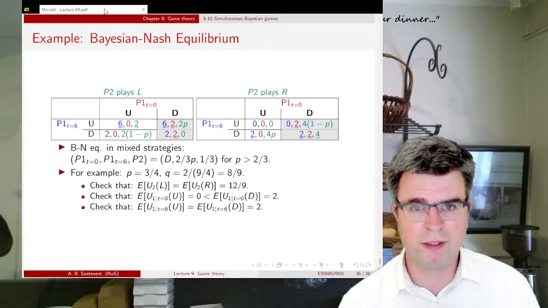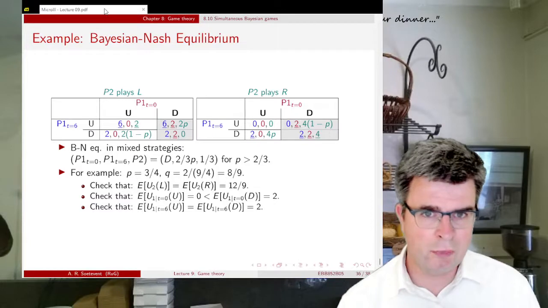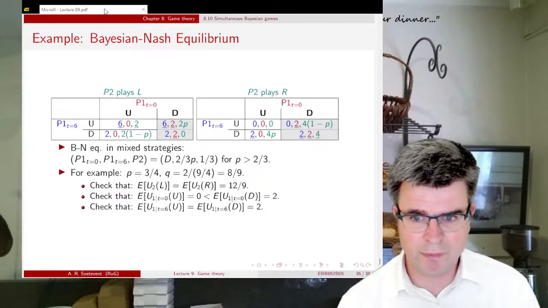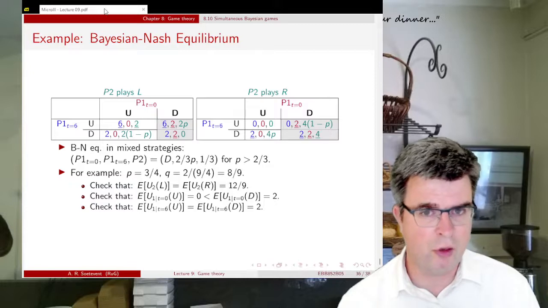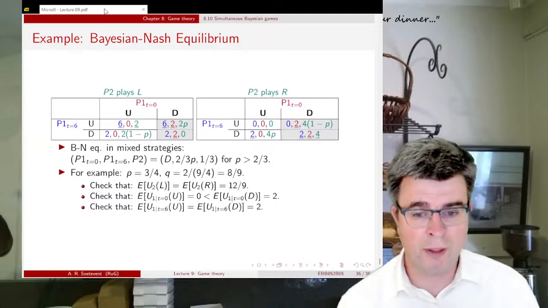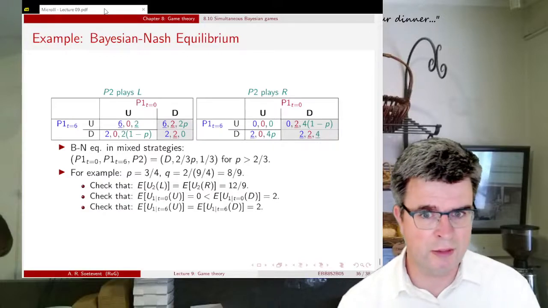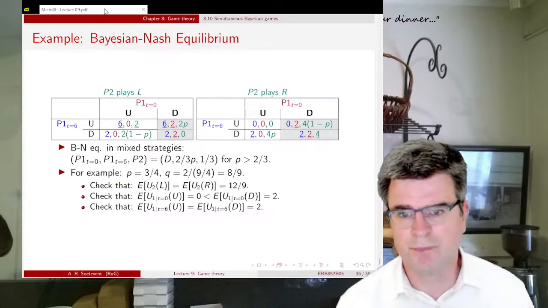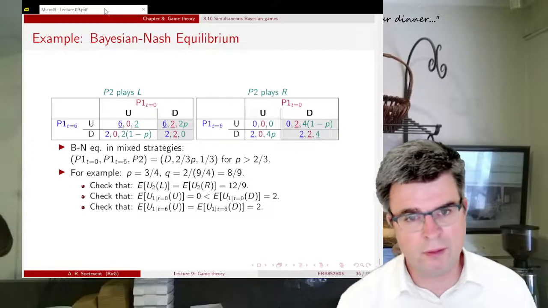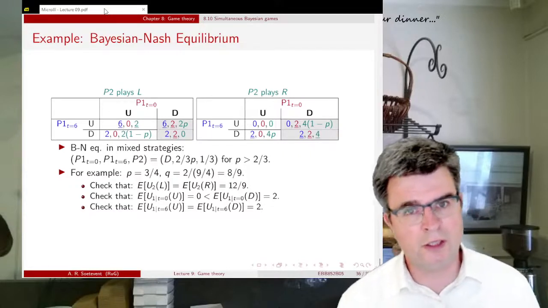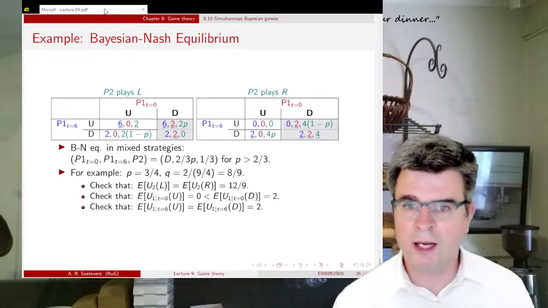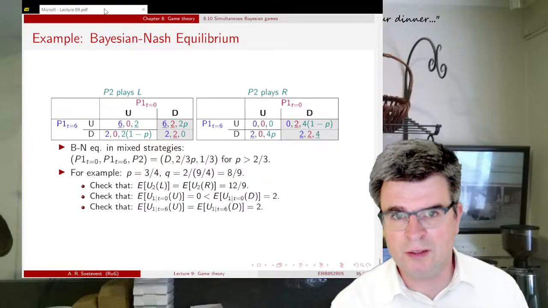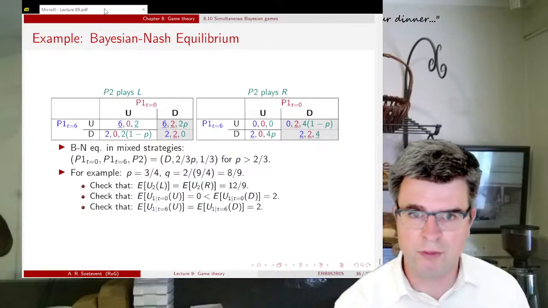It's a pure strategy. And if player 1 is of type T is 6, then you can check that the expected payoff of playing up is identical to the expected payoff of playing down, and in both cases it is equal to 2. So we find that this indeed is a Bayesian-Nash equilibrium, because given what the other player does, no player has an incentive to deviate from the given strategy.